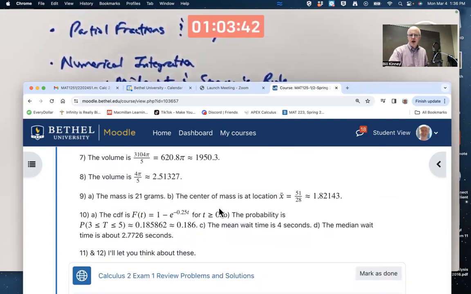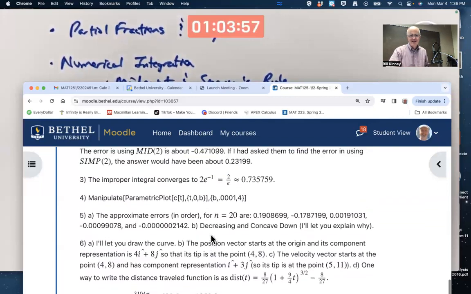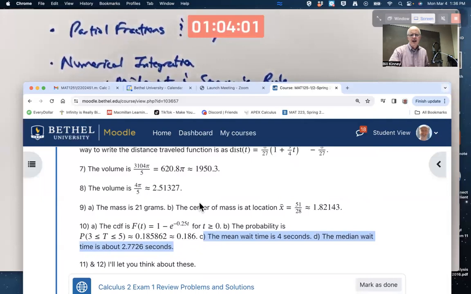In the probability problems, you should be able to compute a CDF and a probability, but you do not need to know how to do means and medians. We didn't cover that. We will later in chapter 8. You don't need to know about center of mass. I think there's a center of mass problem here somewhere. Yeah, center of mass. You don't need to know about that. We'll do that for exam 2.